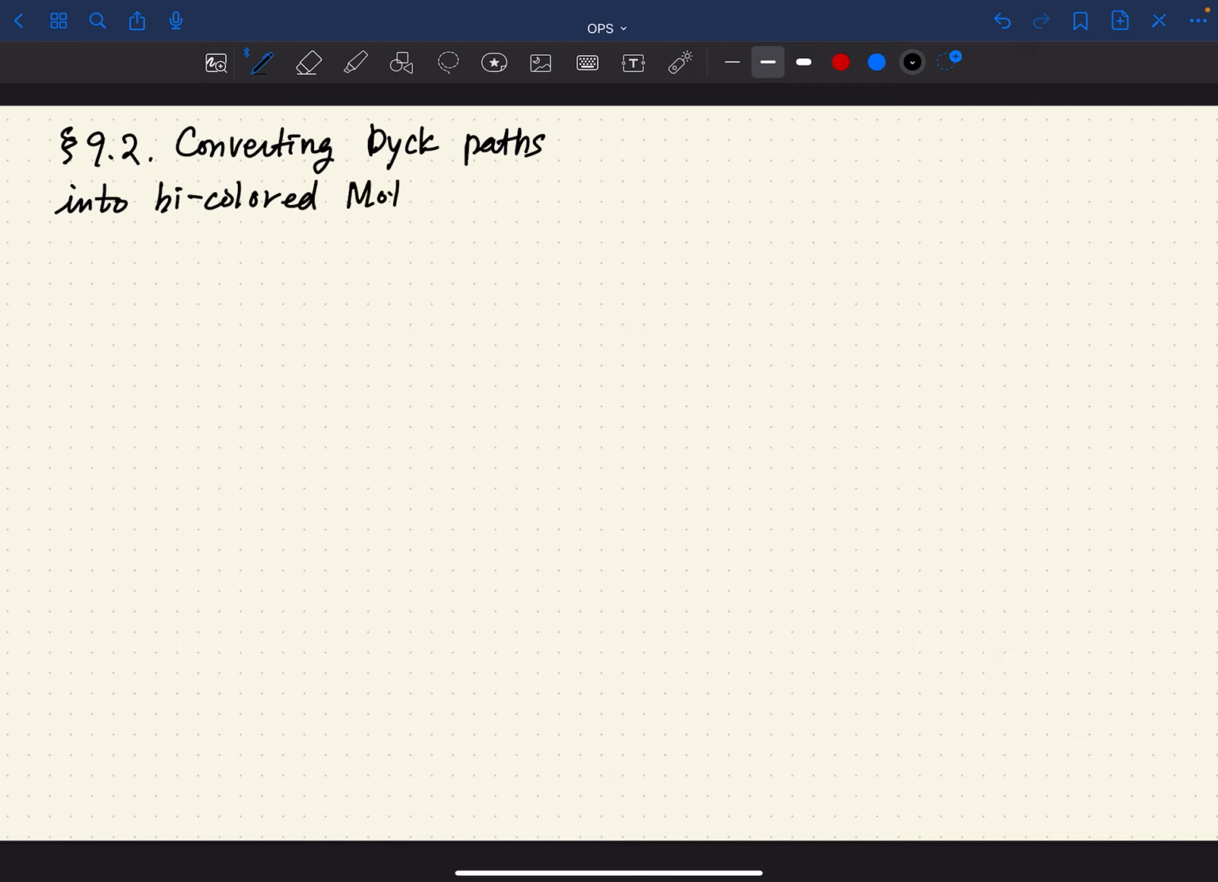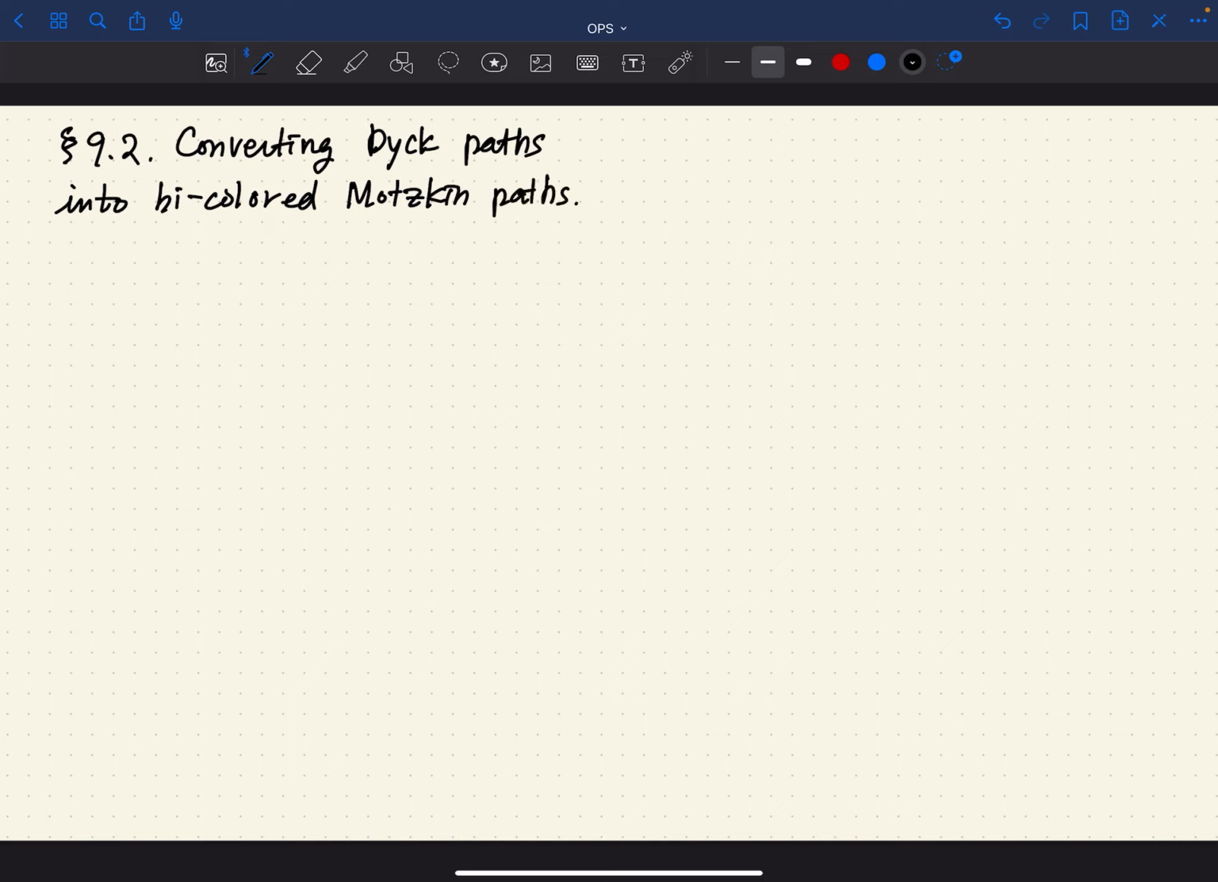Section 9.2, converting Dyck paths into bicolored Motzkin paths.